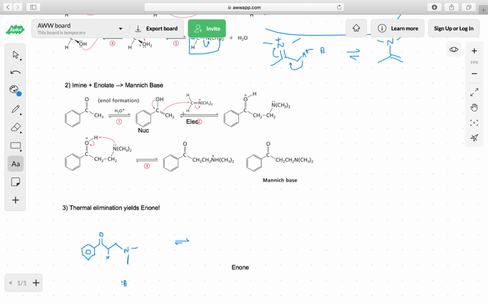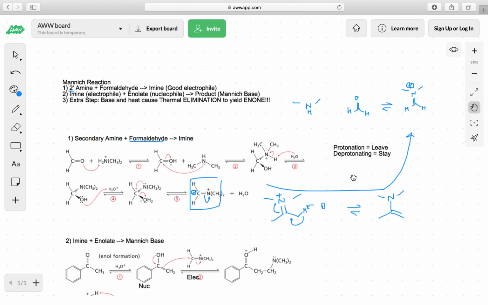It's the iminium cation. So negative charge attacks positive charge, and we should get something like this. So this is almost our final product. The only thing is we have this hydrogen here, so that's an easy fix. We could just deprotonate it, and we're left with this, the Mannich base.